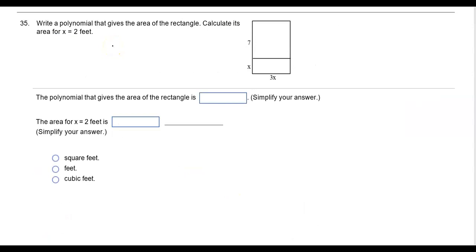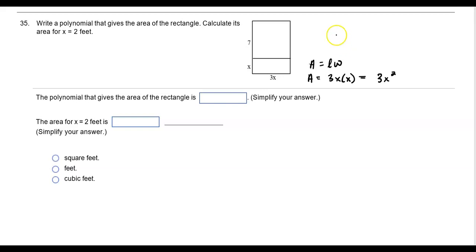Write a polynomial that gives the area of the rectangle. Calculate its area for x equals 2 feet. So in order to do this, we must calculate the area for both rectangles. So let's start with the smallest rectangle. We have area equals the length times the width. We have 3x times x, and that equals 3x squared.